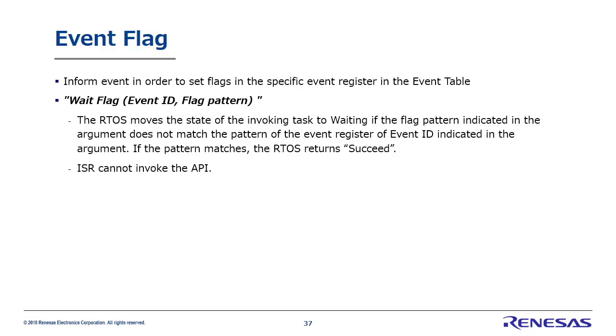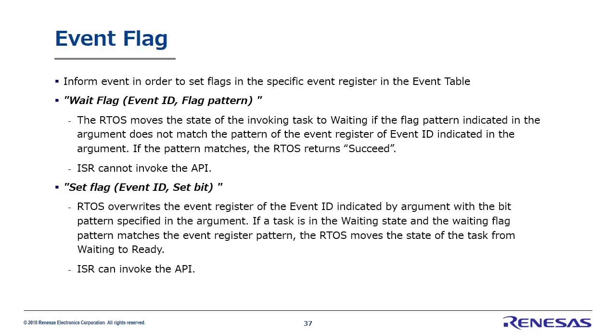When a task invokes the wait flag API indicating an awaited event ID and flag pattern, the task goes into waiting until the indicated event ID flag pattern matches the indicated pattern. On the other hand, when the set flag API indicating an event ID and flag pattern is invoked, the indicated flag pattern will be written over the indicated event ID flag pattern. If there is a task waiting for this flag pattern, that task will move from waiting to ready.